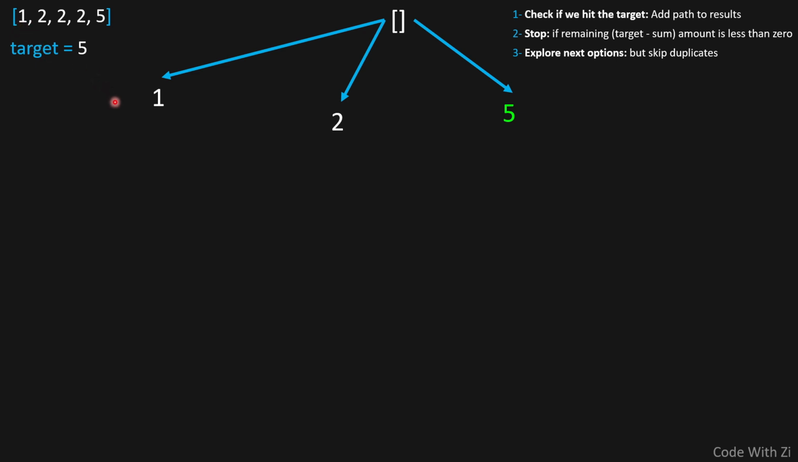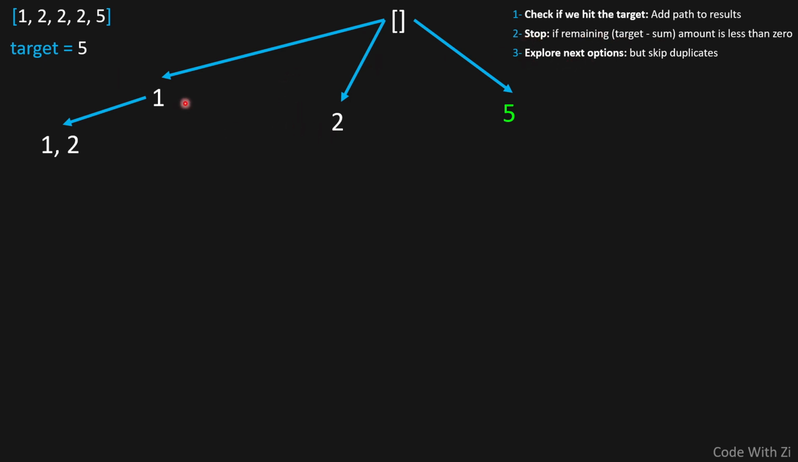So what will happen if we check 1 and 2? Well, the sum of this is going to be 3. Is 3 equal to our target? Not really. Is 3 greater than our target? Nope. So the sum is not going to be negative, because we take our target, which is 5, minus the sum, which is 3. Is this negative? Not really, so we're not going to stop, and we have to explore the next option.